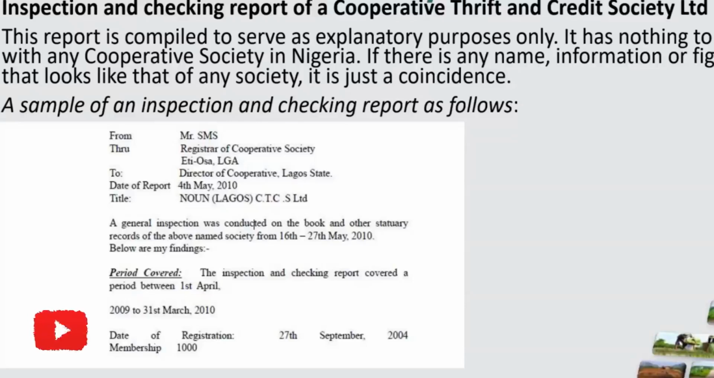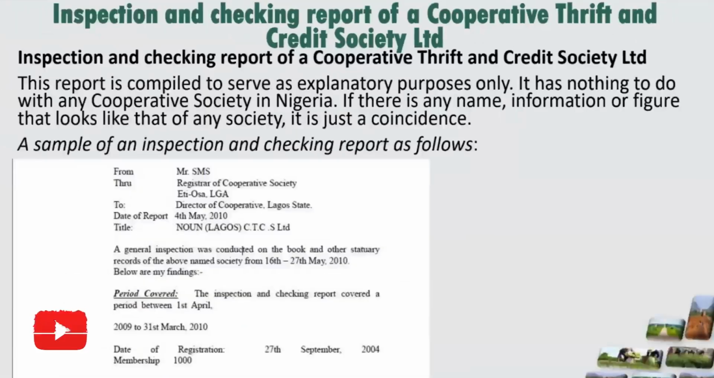This report is supposed to explain something. We are given a report. The first heading there is period covered. The inspection and checking report covered a period of 1st April 2009 to 31st of March 2010. The date of registration, you mention the date, that's 27th of September 2004, membership 1,000. So you are just making a report as an assistant.